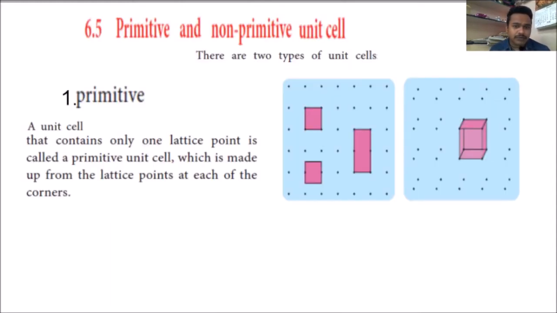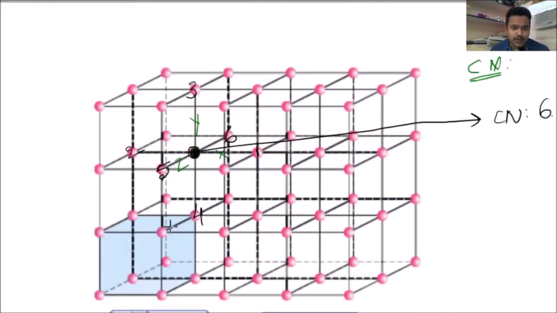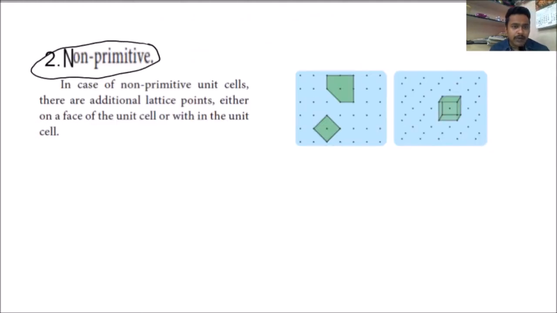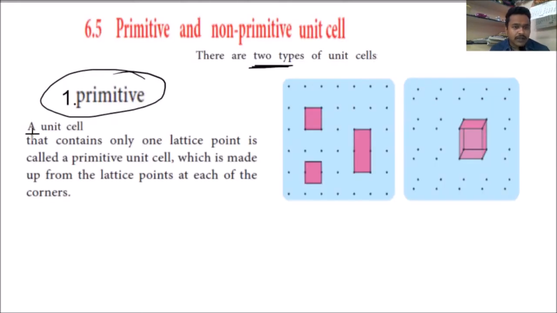And now see this unit cell, we discussed the unit cell. This is the smallest one, the unit cell. This unit cell again has two types. How many types are there? Two types. The first one is primitive and the second one is non-primitive. First we are going to learn primitive.